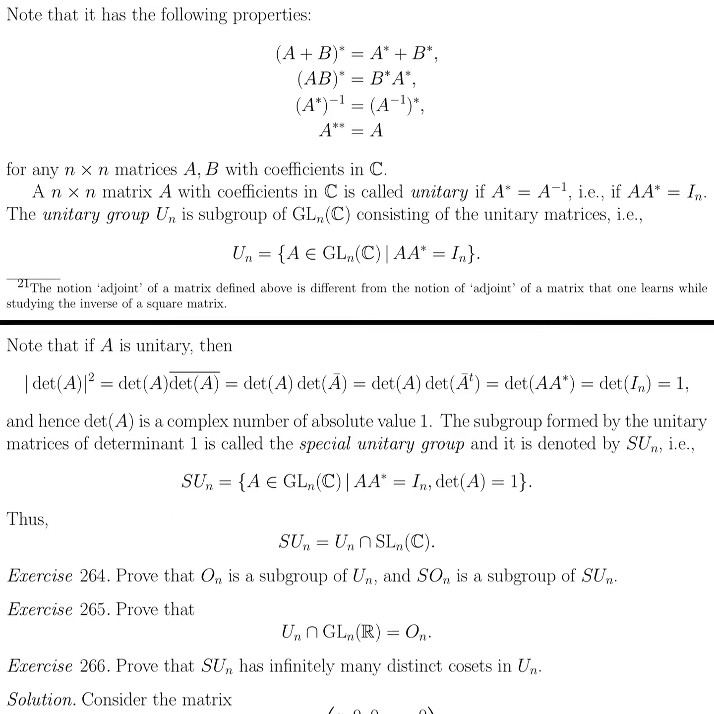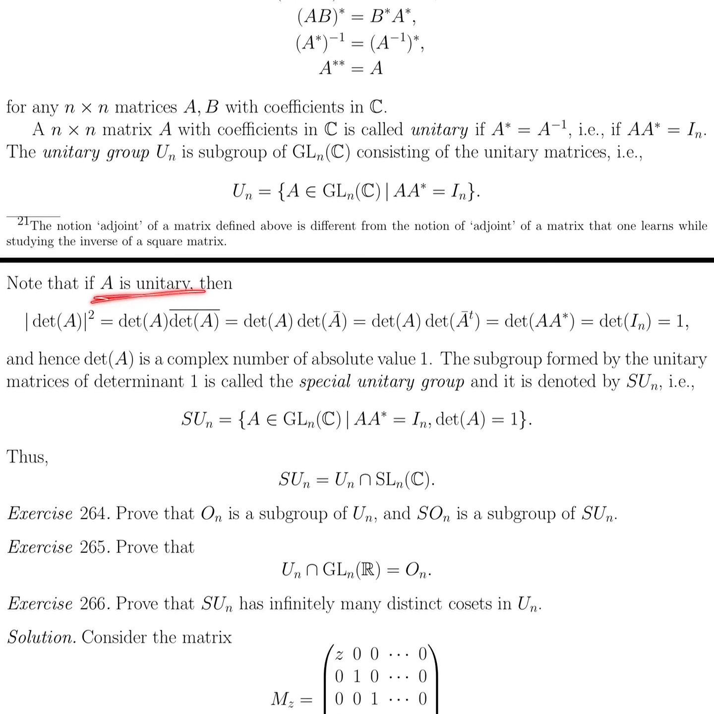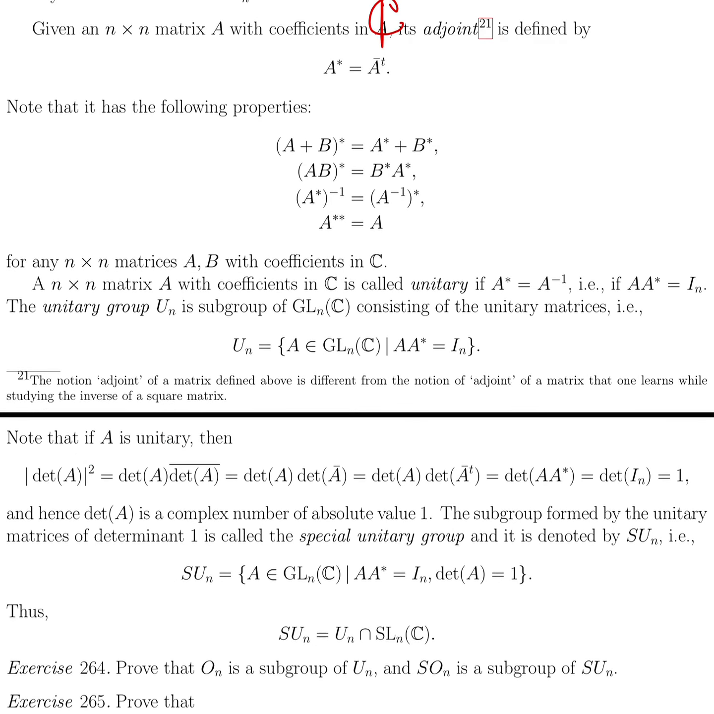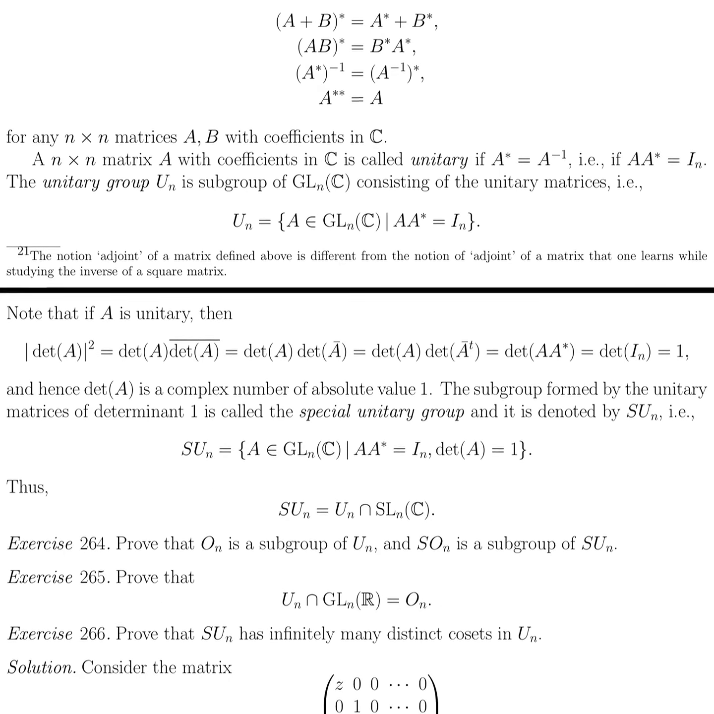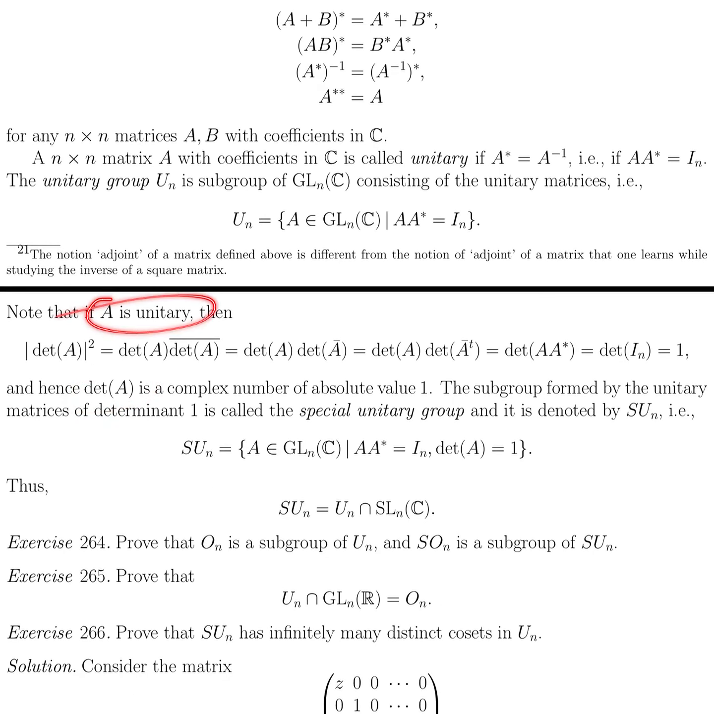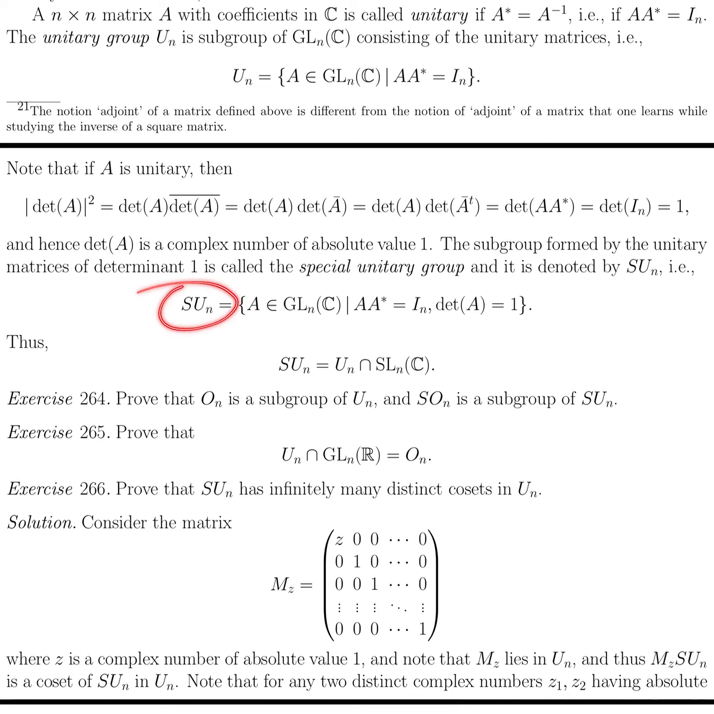And here one can check that if you take a unitary matrix, then the absolute value of its determinant, its square, will be equal to 1. In other words, the determinant of a unitary matrix is a complex number of absolute value 1. Now you can focus on the unitary matrices with determinant equal to 1, and this is denoted by SU n, and this is called the special unitary group.